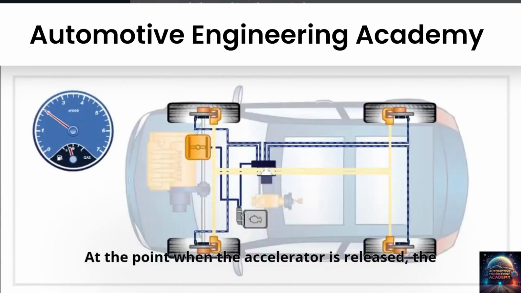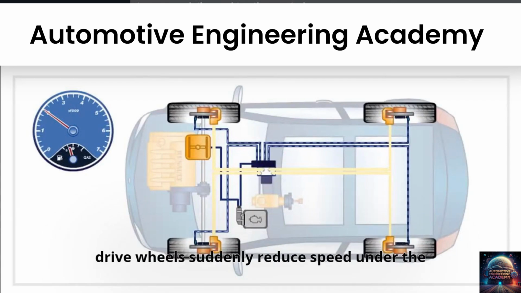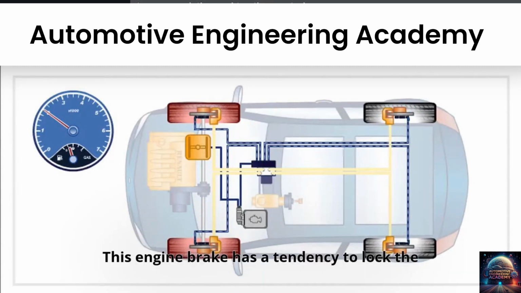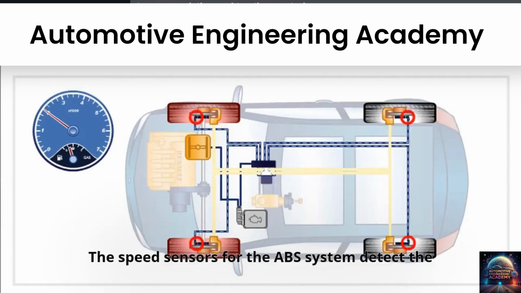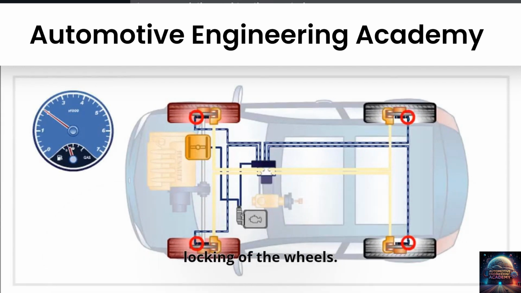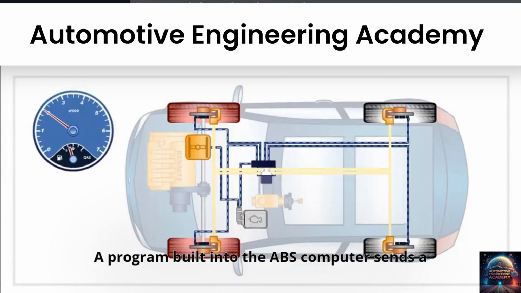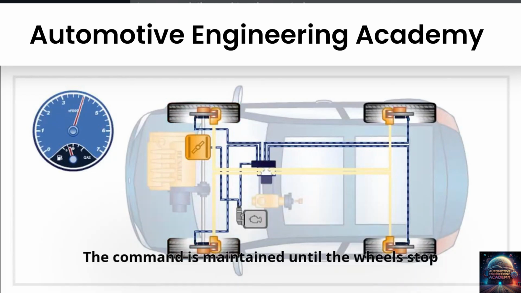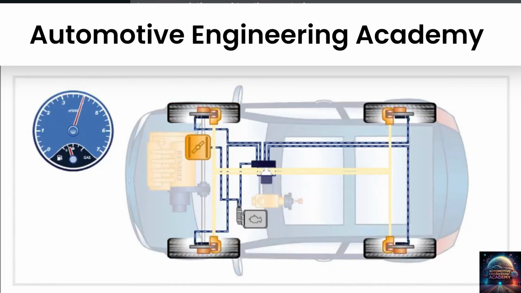At the point when the accelerator is released, the drive wheels suddenly reduce speed under the action of the engine brake. This engine brake has a tendency to lock the wheels, making the vehicle slip on the road surface if there is insufficient grip. The speed sensors for the ABS system detect the locking of the wheels. A program built into the ABS computer sends a command to the injection computer to increase the engine torque. The command is maintained until the wheels stop slipping.